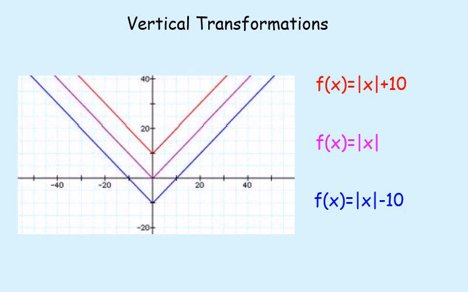Now the reason I'm separating it as I say it is to make sure you don't confuse where I'm talking about. So as you can see from the graph, the plus 10 moves the parent function up 10, and the minus 10 moves it down.